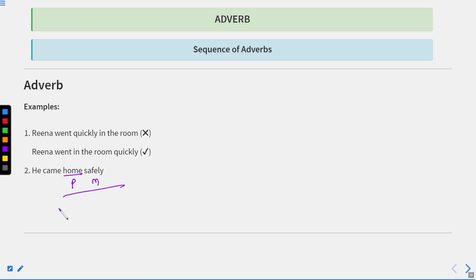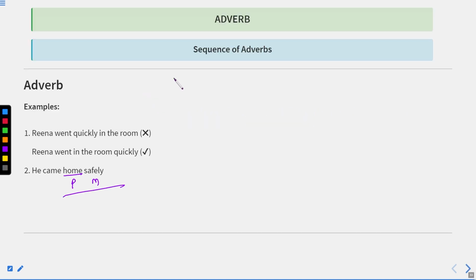Okay, so in this sequence, PM, just remember this: PM is on time. PM is on time means when PM comes, when PM goes, when PM arrives, that all happens on time. Okay, so PM comes on time. By this line, you can remember this rule. Okay, he came home safely.